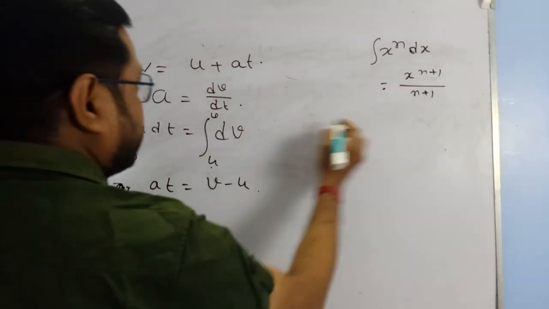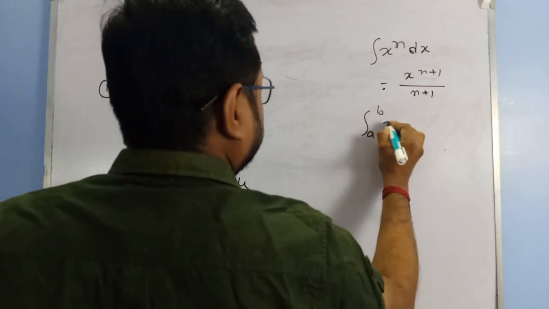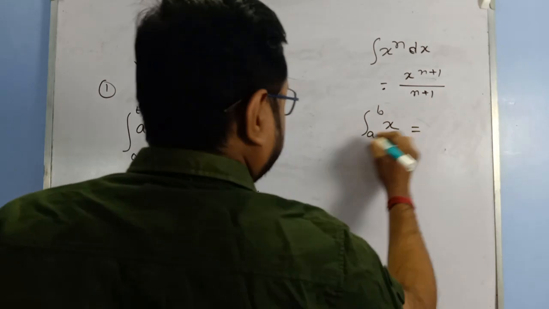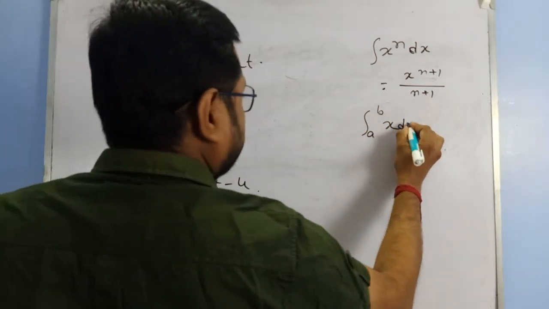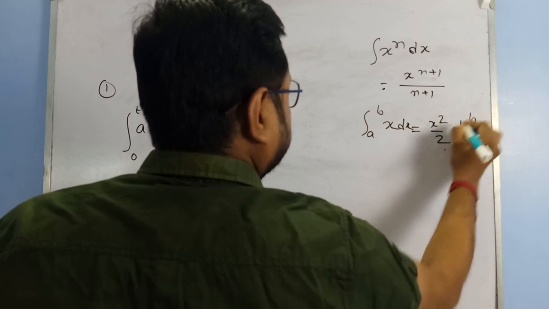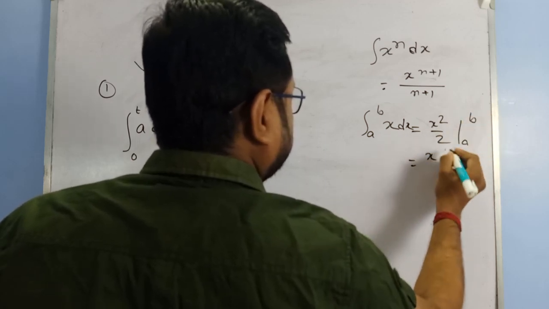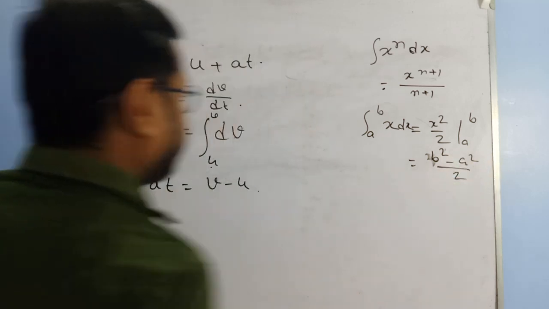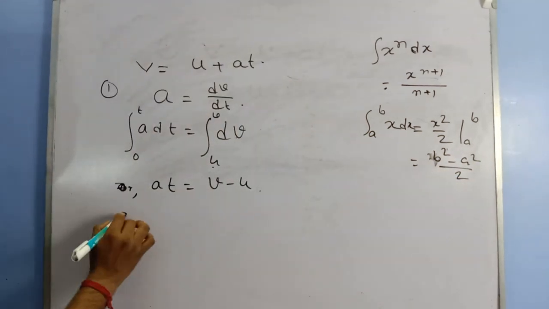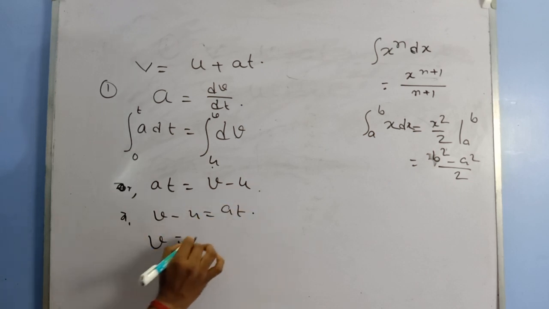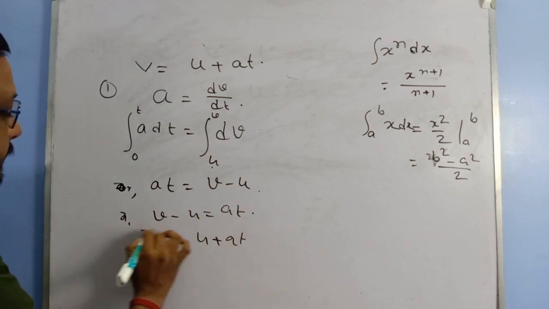We know the integration of x dx from a to b gives x square by 2 from a to b, that is upper limit minus lower limit, that is b square minus a square by 2. So we get v minus u equals at, or v equals u plus at.